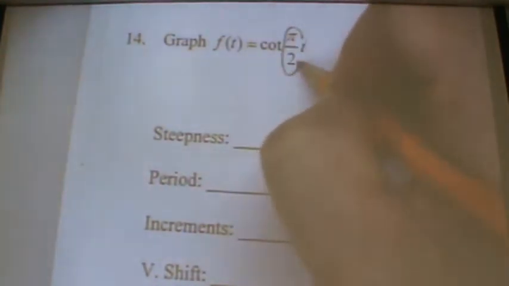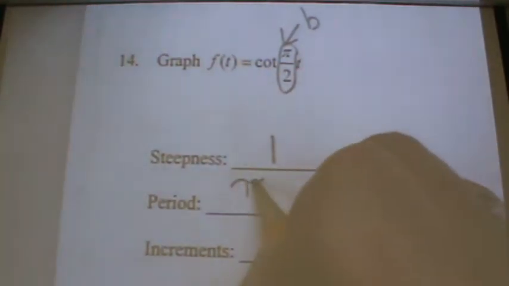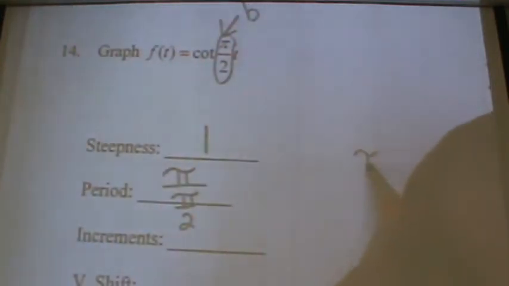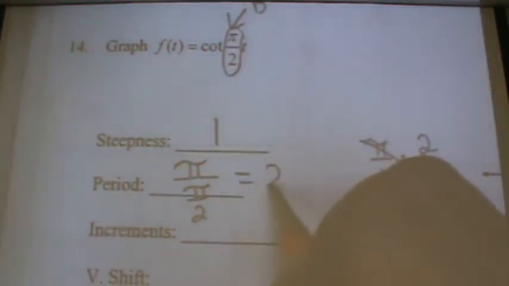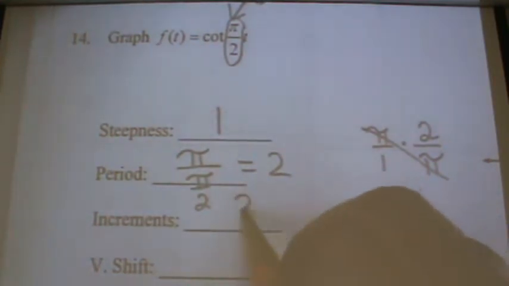Next one, cotangent. Tell me what your b value is. Pi over 2, that's b. So your steepness is 1, your period is going to be pi over 2. Well, how do you do pi over 1? You're going to flip this. So what is your period? 2. You're going to cut your period in 2.